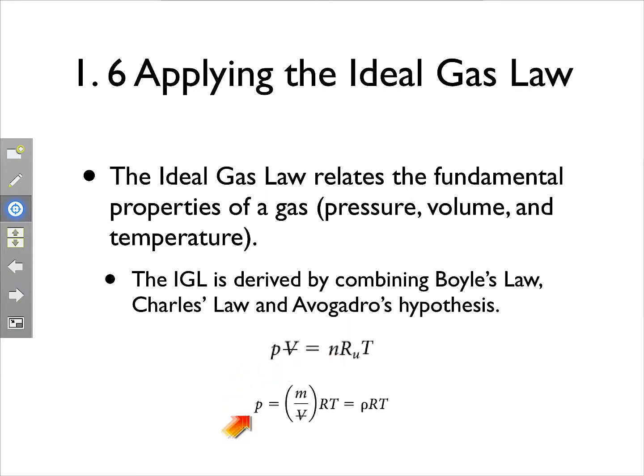But you can also write it in different ways. You can divide through by the volume, combine that with the mass. R is the universal gas constant, but if you combine that with n and pull out the mass from that, you get the gas constant for the particular gas that you're dealing with. So it's R, not R sub u, and so then you get this equation.